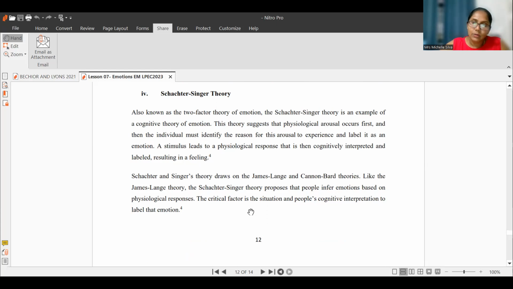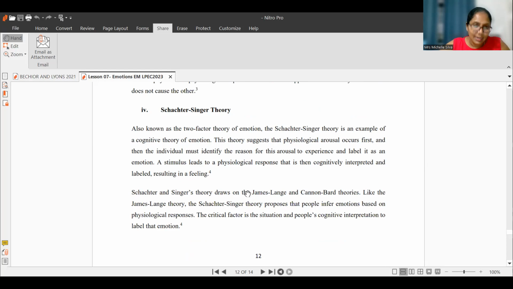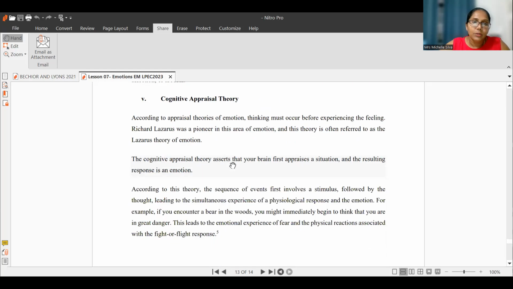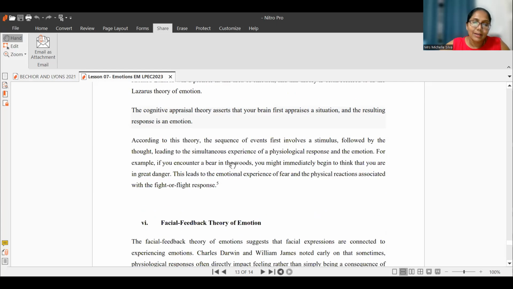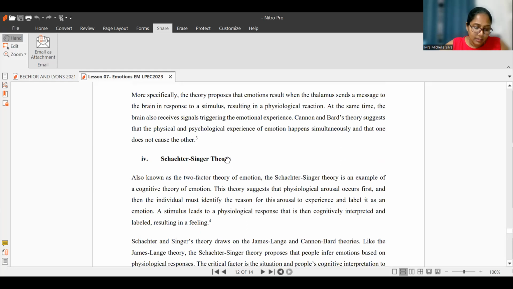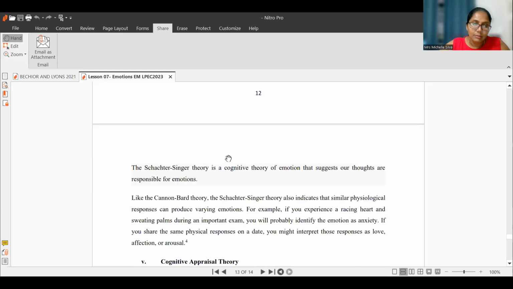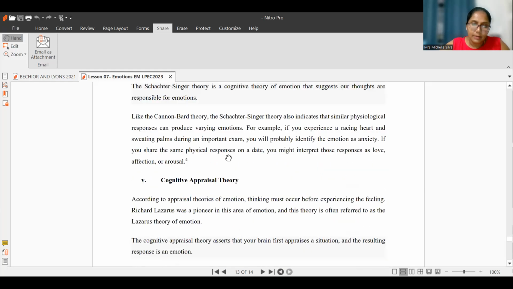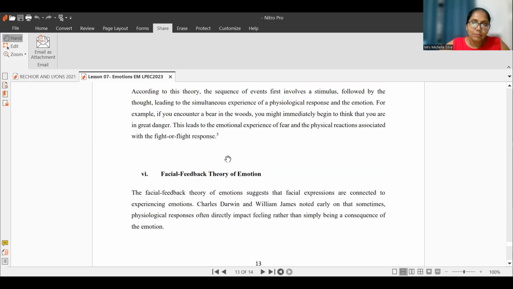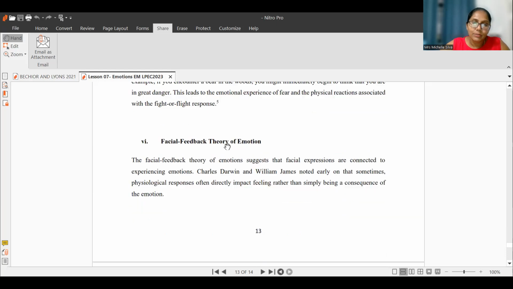Schachter-Singer theory, actually, it's for self-study, Putte. Study it, it's a self-study. Schachter-Singer's theory, and cognitive appraisal theory also are self-study for you. So study the Schachter-Singer theory as well as the cognitive appraisal theory. If you have anything to clarify, please ask me when I'm discussing the exam focus questions.